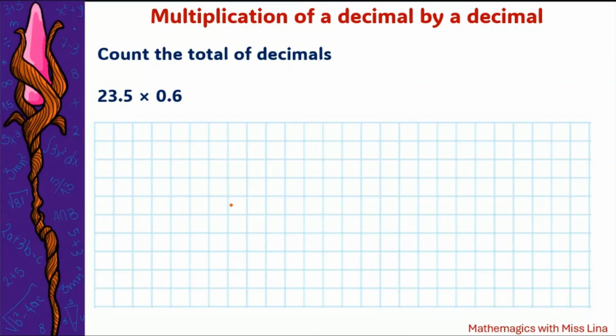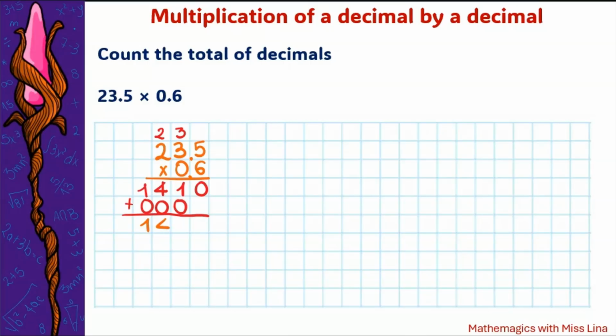Now let's see what happens when both numbers are decimals. So 23.5 times 0.6. 6 times 5 is 30, 0, and we carry the 3. 6 times 3 is 18, plus 3 is 21. 2 times 6 is 12, plus 2 is 14. Doesn't really make sense to multiply this 0, but let's just do it so you are going to see how it's organized. 0 times 5, times 3 and times 2. And we do the addition.